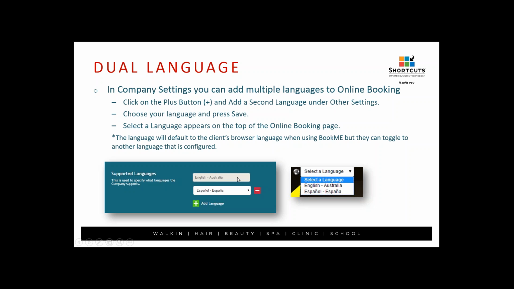Your supported language, if you're in Australia, will show as English Australia, and you can choose add language to add more language options. So this means that all the instructions and text that they see on that BookMe page would reflect the new language. So the language will default to whatever the client's browser language is when they're using BookMe, but they can actually click and toggle between different languages at the top of the BookMe page. Whatever language they're using for the BookMe page will also reflect on the confirmation email that they send through.